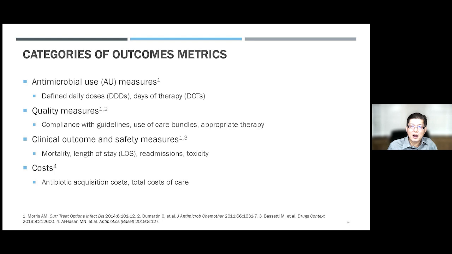Thus, categories of outcome metrics and process metrics should include antibiotic use measurement, where most hospitals will select either DDD or DOT, which I will share with you in the next slide. Second is quality measures, for example compliance with the guideline, use of the care bundle, and appropriateness of therapy. Then critical outcome and safety measures, including length of stay, mortality, toxicity, and readmission. And lastly is cost: antibiotic acquisition cost. The total cost of care is included in the cost metric as well.